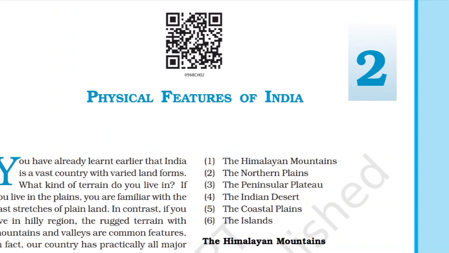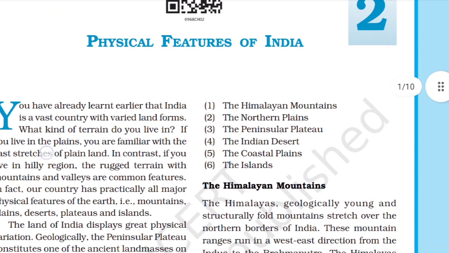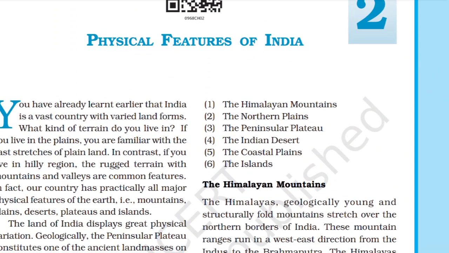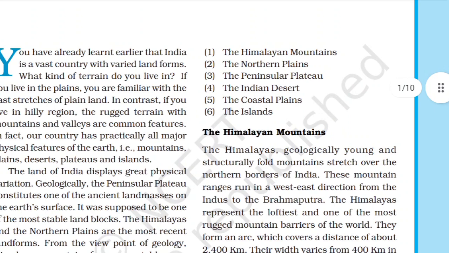So here is the second lesson, physical features of India. You have already learnt earlier that India is a vast country with varied landforms. What kind of terrain do you live in? If you live in the plains, you are familiar with the vast stretches of plainland. In contrast, if you live in the hilly region, the rugged terrain with mountains and valleys are the common features. In fact, our country has practically all major physical features of the earth, that is mountain, plain, desert, plateau and island. The land of India displays great physical variation.